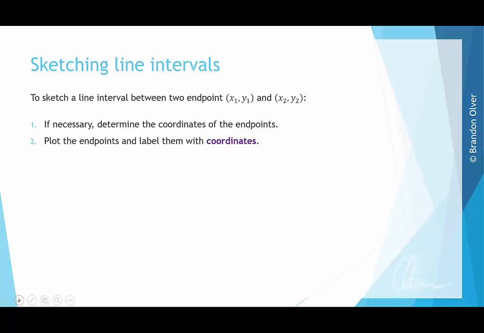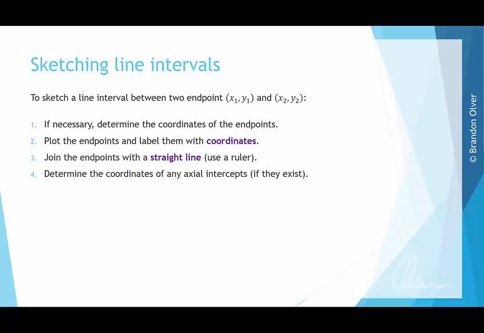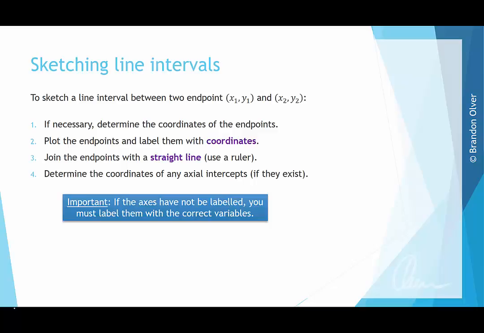Then you need to plot the endpoints and label them with the coordinates you're either given or that you've found in part 1. Next, you need to join the endpoints with a straight line using a ruler, and this time we don't extend the line between these two endpoints. That's the bounds of the line. Finally, you need to determine the coordinates of any axial intercepts if they exist. So your line interval may have an x and y intercept, it may only have one, or it may have none of them. It's important to remember that if the axes have not been labelled for you, you need to label them with the correct variables. So generally that will be x and y.